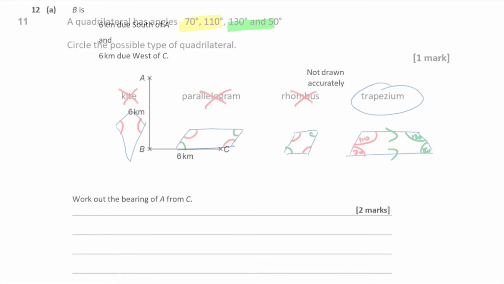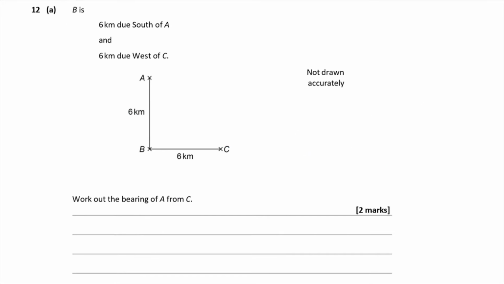It's trapezium. Question 12a. B is 6 kilometers due south of A and 6 kilometers due west of C.